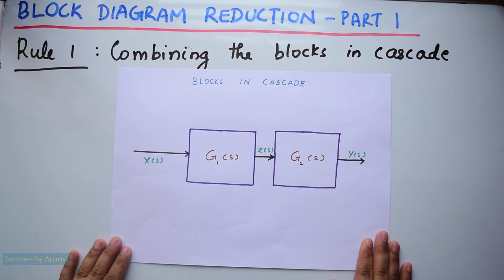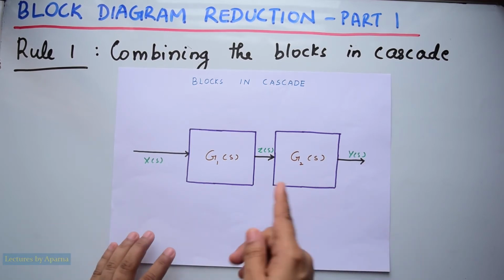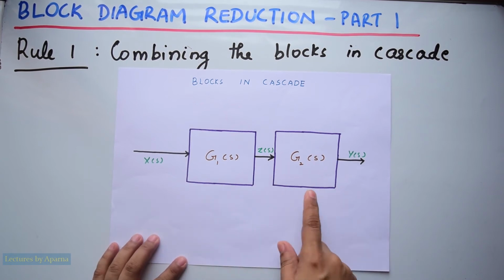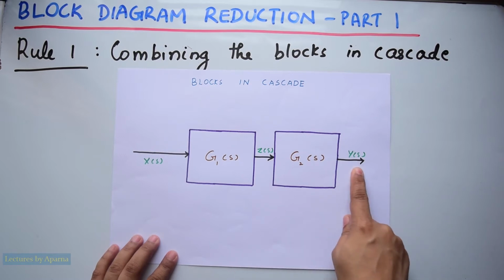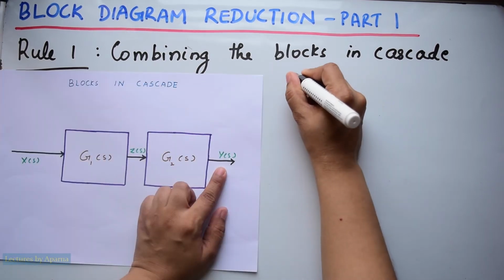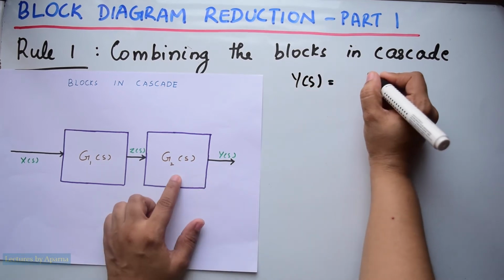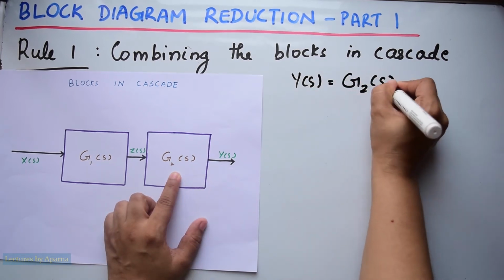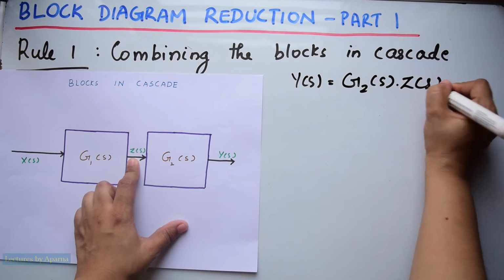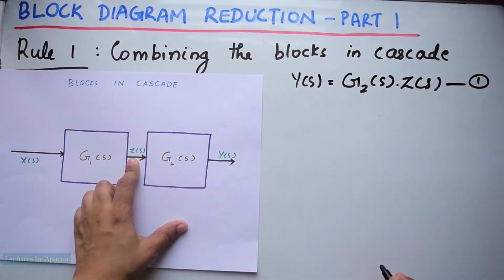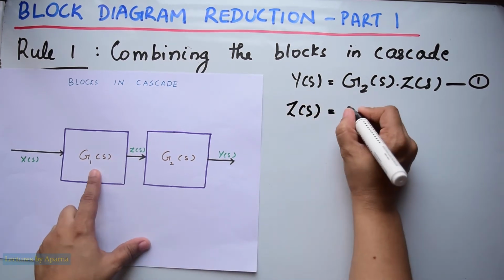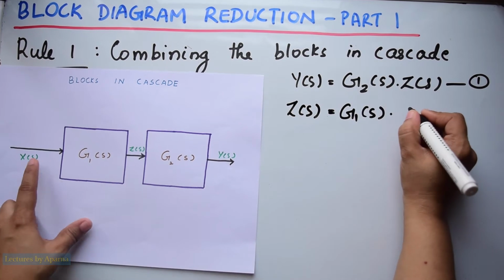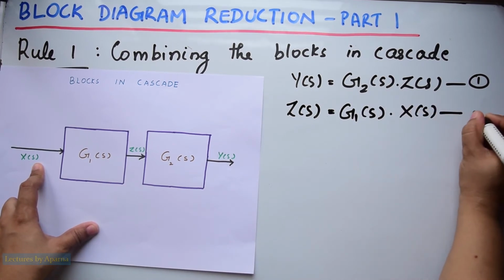Rule 1, combining the blocks in cascade. Consider two blocks having transfer functions G1 of S and G2 of S connected in cascade. For this combination, we will get output Y of S as Y of S is equal to G2 of S into Z of S. Let this be equation 1. Now, Z of S is equal to G1 of S into X of S. Let it be equation 2.